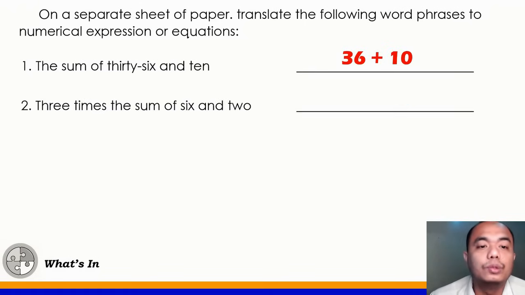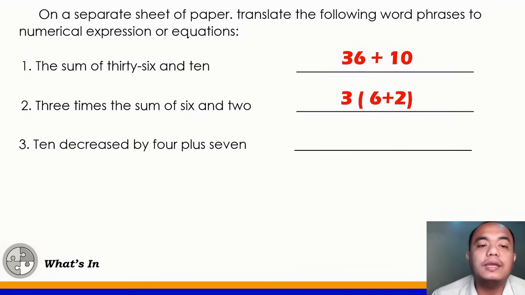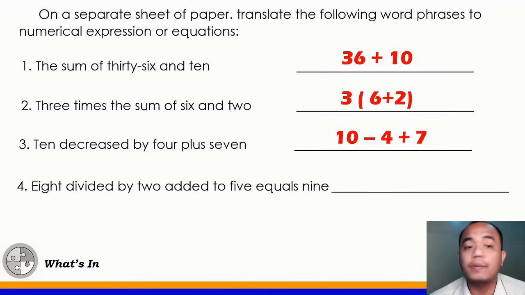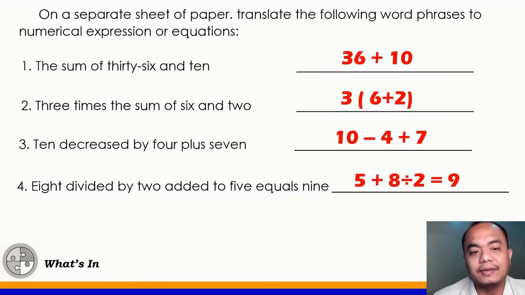Next, number 2. 3 times the sum of 6 and 2. Yes, this is written as 3 times 6 plus 2. Next, number 3. 10 decreased by 4 plus 7. 10 minus 4 plus 7. Number 4. 8 divided by 2 added to 5 equals 9. So this is the correct answer. Okay, that's 5 plus 8 divided by 2 equals 9.